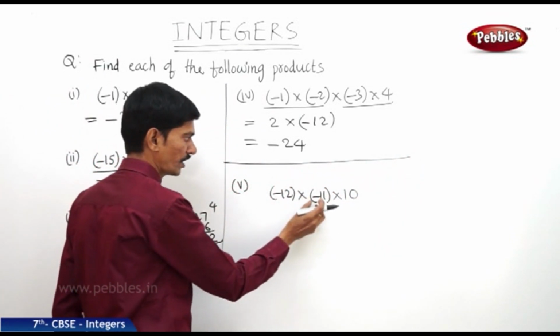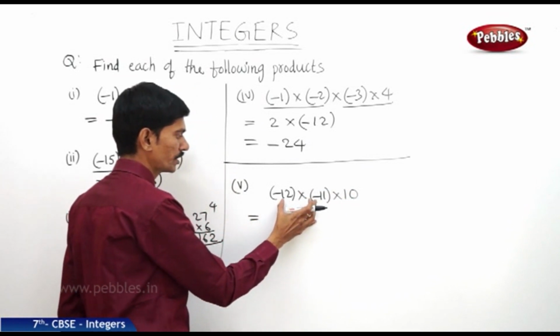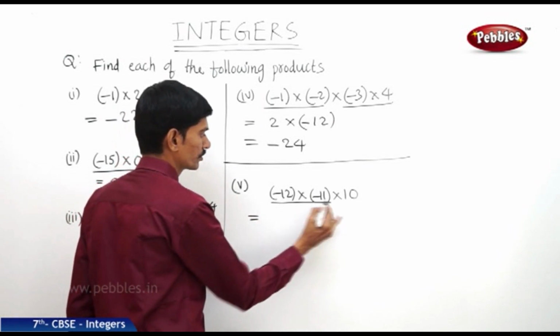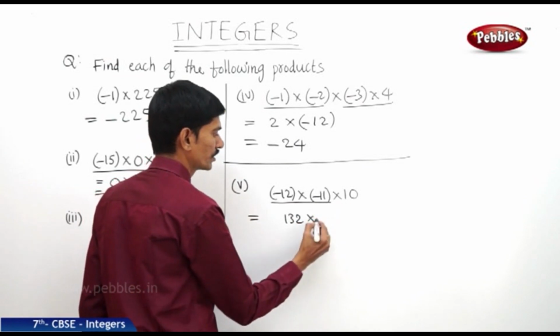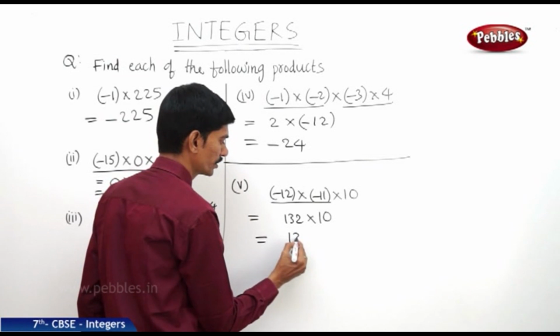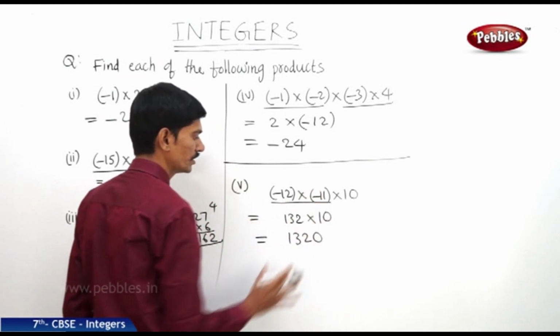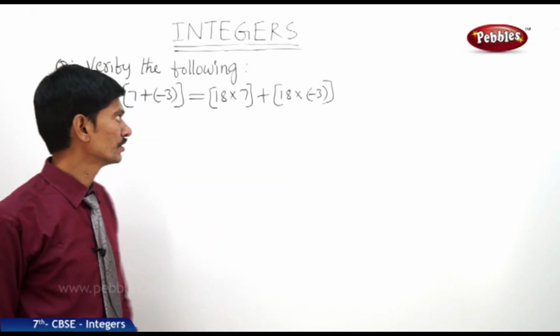minus 12 into minus 11 into 10. Here two negative integers are multiplied, then we will get the product as the positive integer. So 12 into 11 is 132, into 10. So 132 into 10 is 1320. So this is the product of the given three integers. Now let us solve the next question.